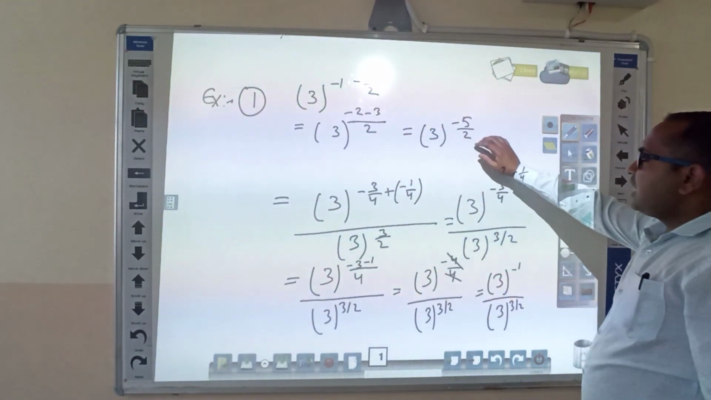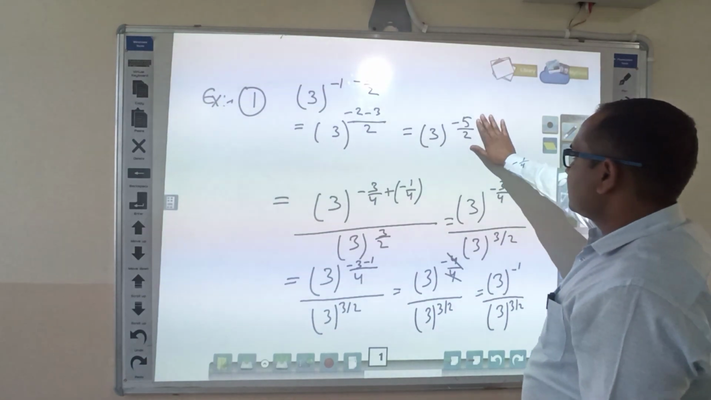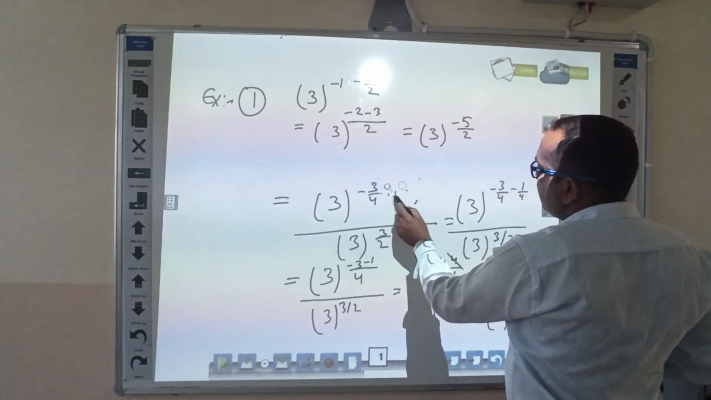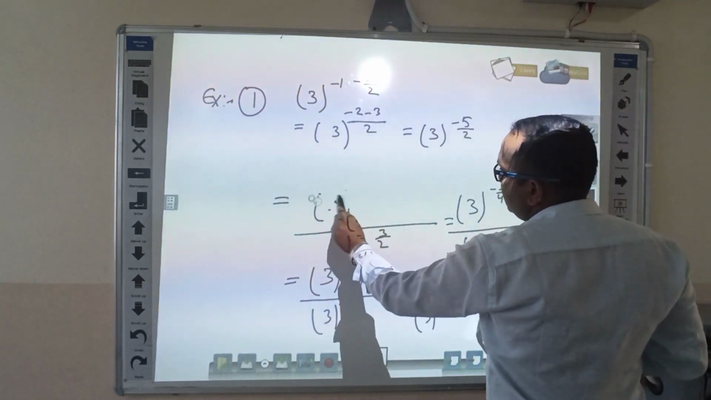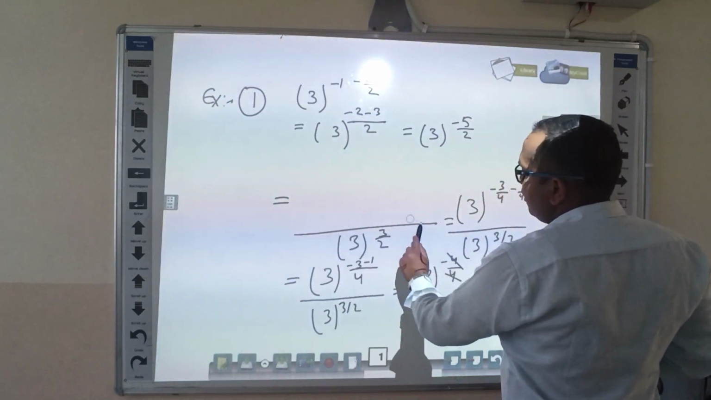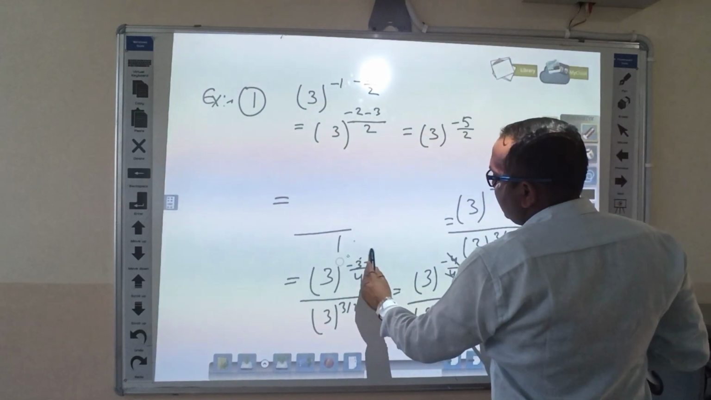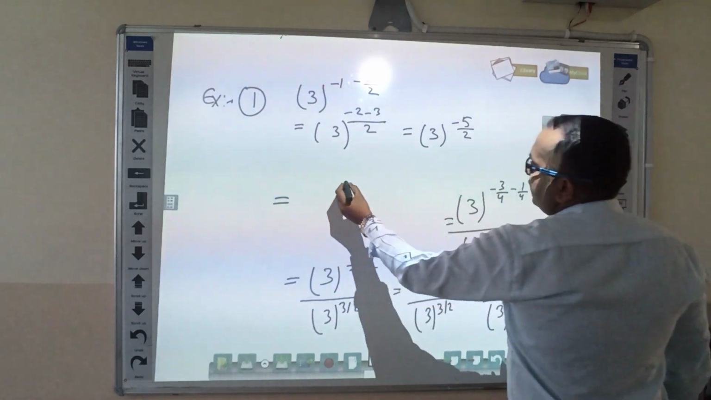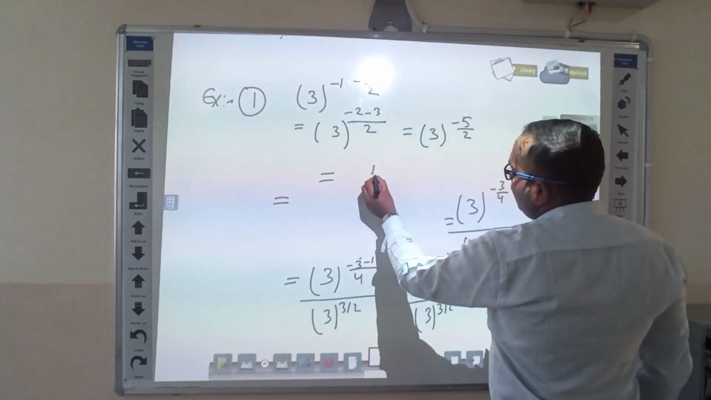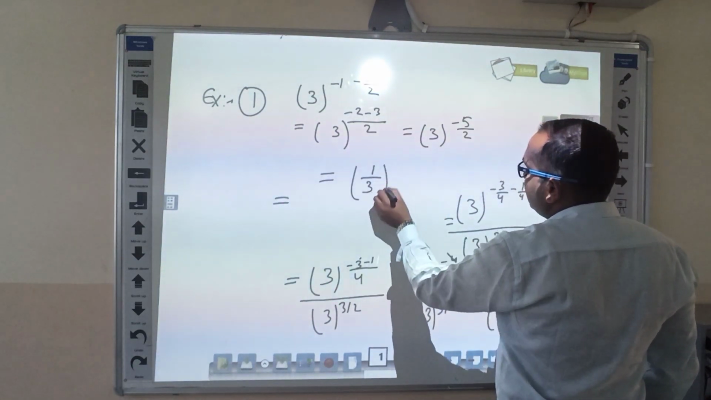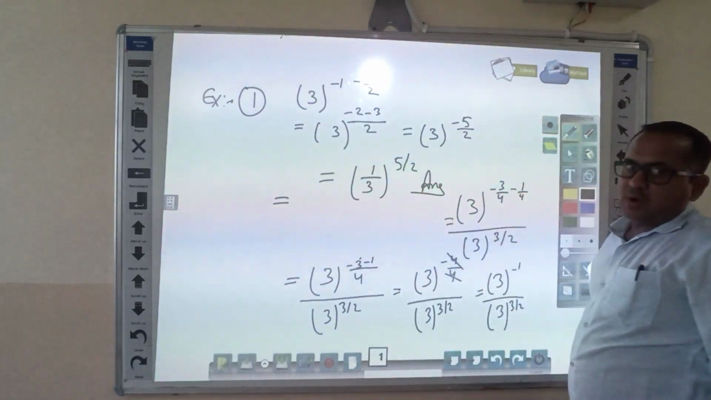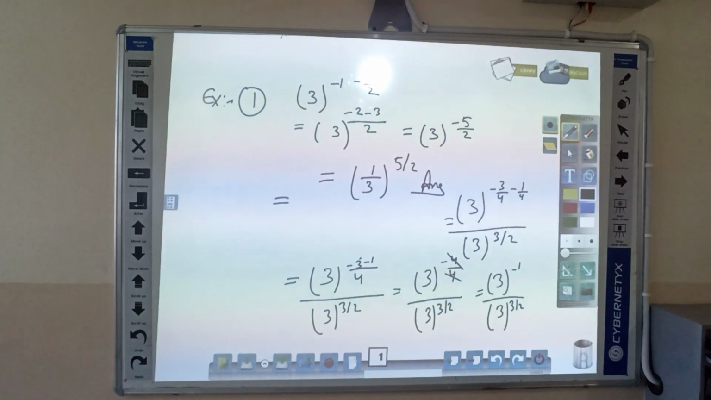Here the exponent is in negative form. So we know that when the exponents are in negative form, how do we convert this negative form into positive? By reciprocating the base. So we can also write it as 1 by 3 to the power 5 by 2. This is the required solution of this question.